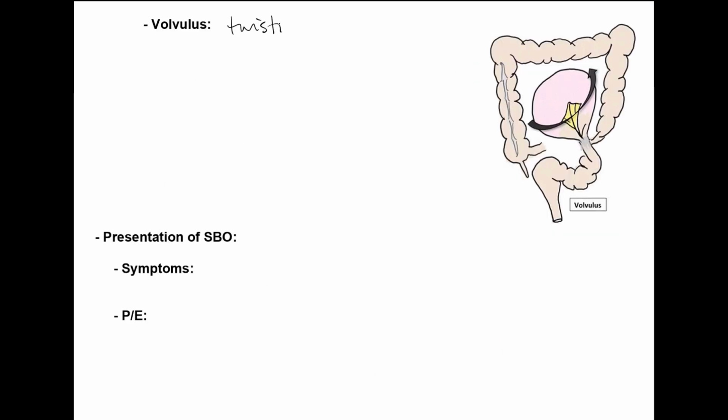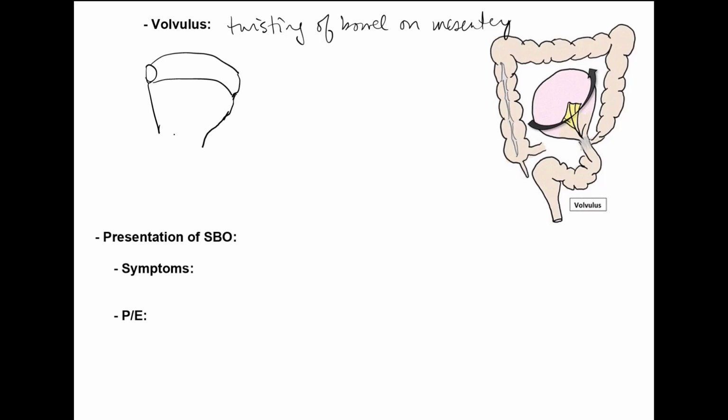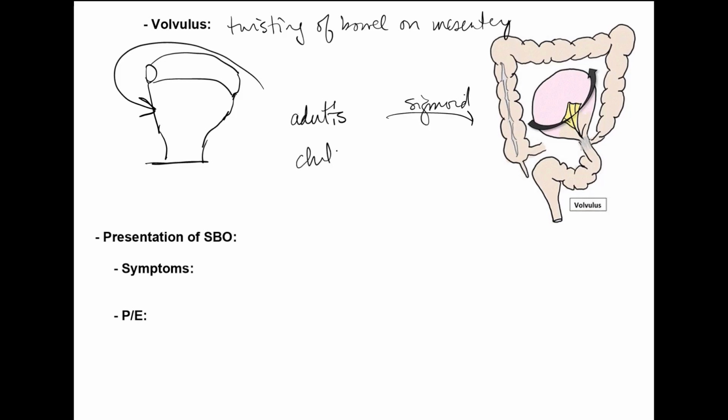Volvulus refers to the twisting of bowel on its mesentery. And this occurs if the mesentery has a reasonably broad attachment to the bowel with a rather narrow attachment to the body wall, because that narrowness allows for that rotation. In adults, the commonest place to see this is in the sigmoid, but in children, it's more common to see it in the cecum. Surgical correction and removal of necrotic bowel is necessary.